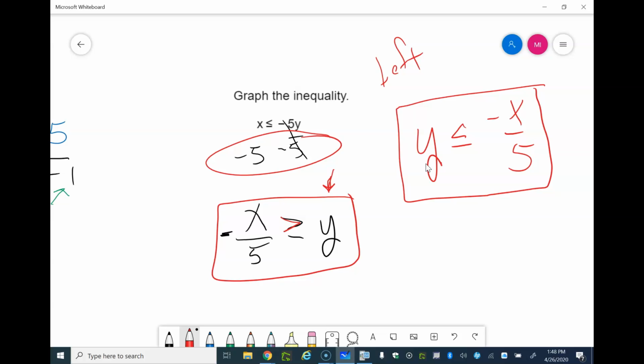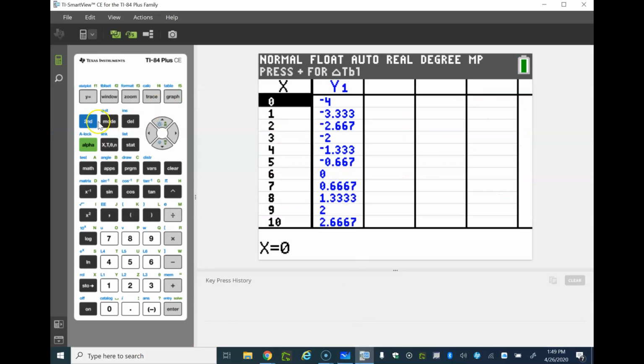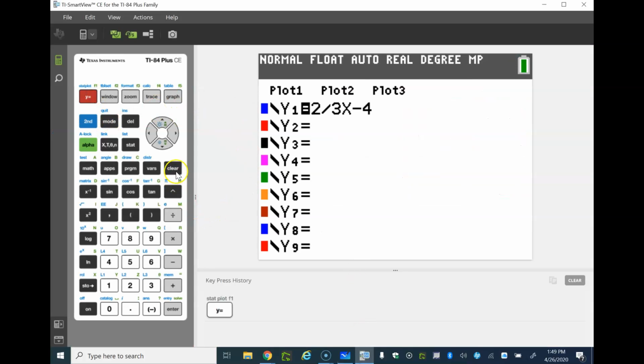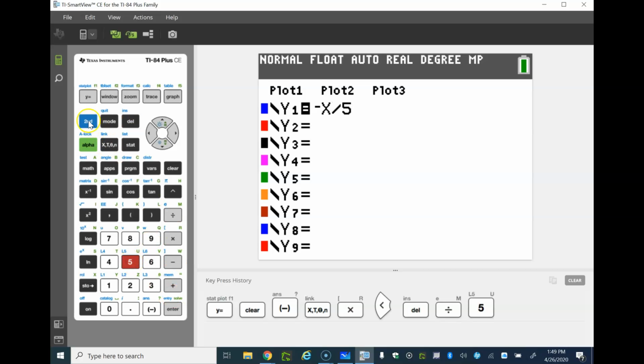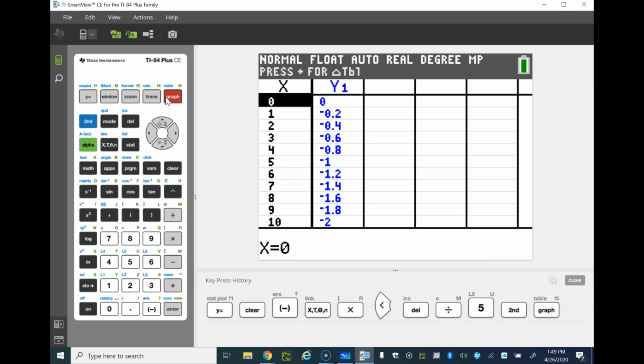So we're going to come to our calculator and put negative x over 5. Let's clear out what we have here. Negative x divided by 5. Hit second and graph. I'm going to write down two or more points. So 0, 0 looks to be one of the easiest ones to write down, so I'm going to write down this one first. And just go to another easy one. Don't do decimals. Just go to the easy one, 5, and then negative 1.